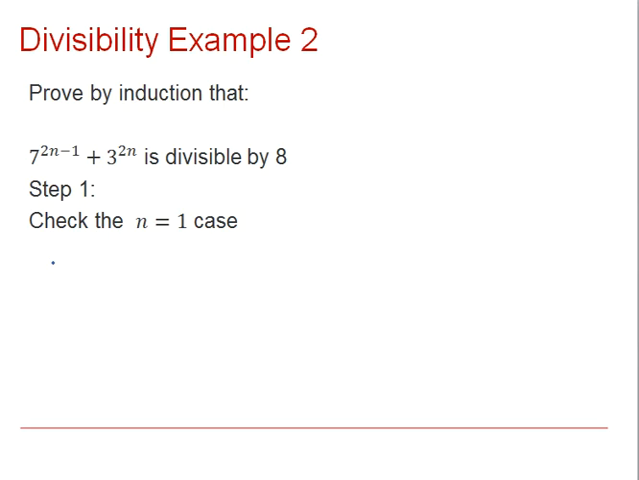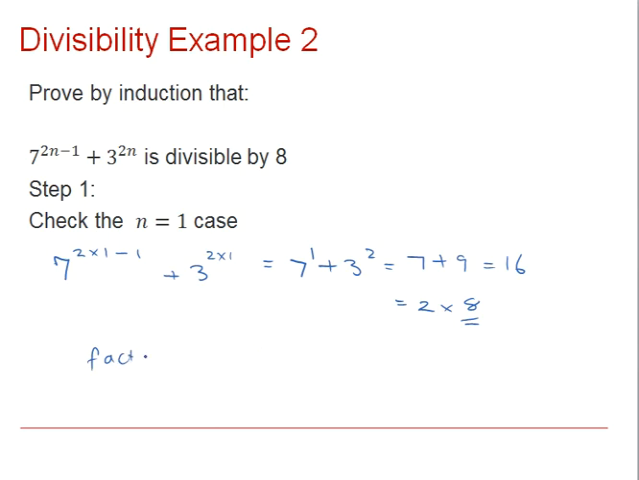So, for n equals 1, we would have 7 to the 2 times 1 minus 1 plus 3 to the 2 times 1, which in this case equals 7 to the 1 plus 3 squared, which would equal 7 plus 9 equals 16, which equals 2 times 8. Therefore, as there is a factor of 8, for the case where n equals 1, the expression is divisible by 8.